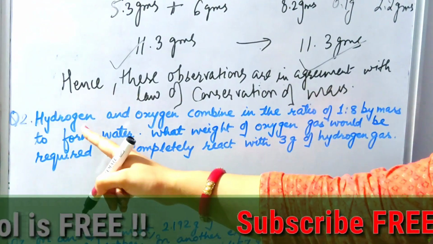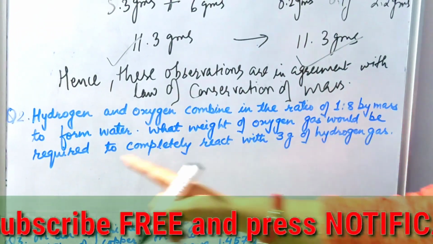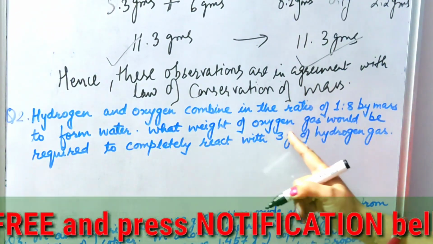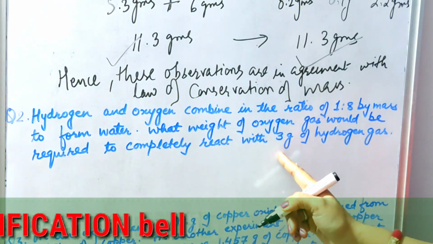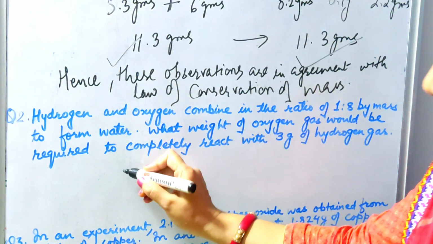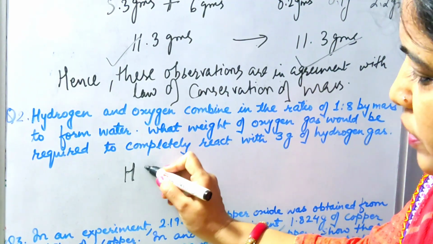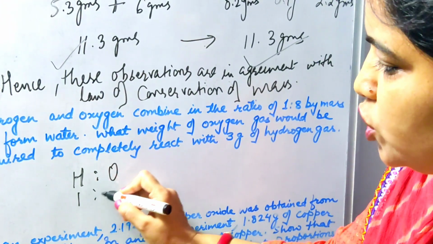Hydrogen and oxygen combine in the ratio of 1:8 by mass to form water. What weight of oxygen gas would be required to completely react with 3 grams of hydrogen gas? It is also very simple, as we know that the ratio in water is hydrogen 2, oxygen 1:8.